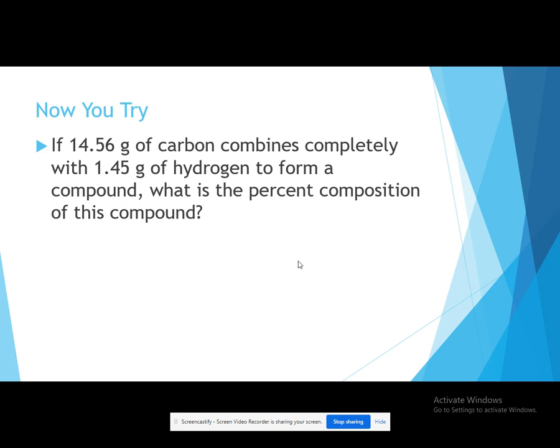Okay. Here it says if 14.56 grams of carbon, so I know that I have carbon, and it equals 14.56 grams, combines with hydrogen, so I know hydrogen is also part of that compound, 1.45 grams. What is the percent composition of the compound? Well, first I have to make sure I have all of my information. And the one thing that I'm missing is I need my compound's mass. Well, if these two things make it up, all you have to do is use addition. So 14.56 plus 1.45 gets you 16.01 grams.